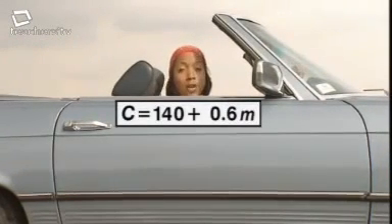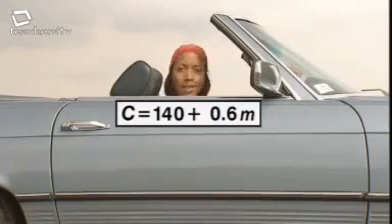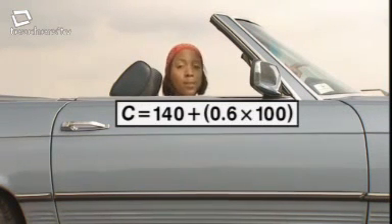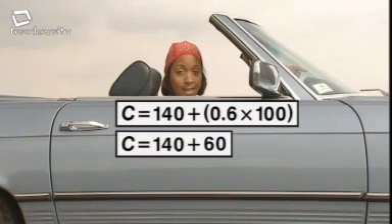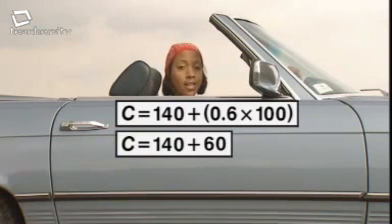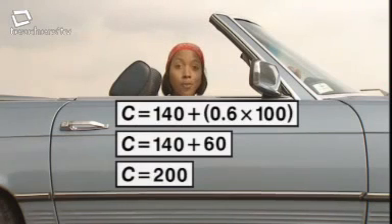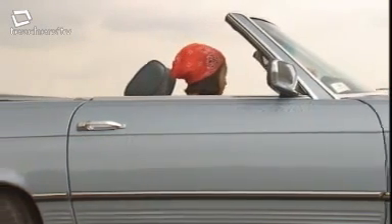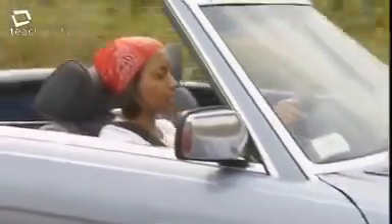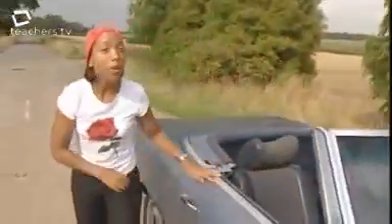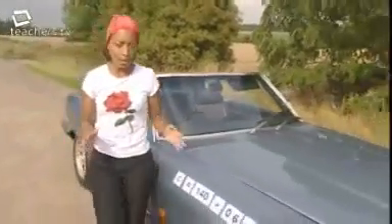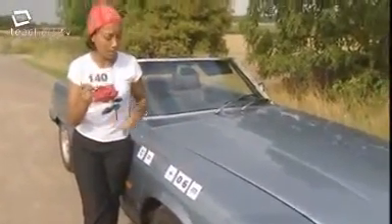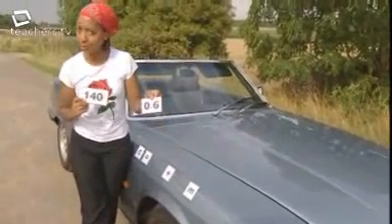Say I wanted to drive 100 miles. That means M is 100. 100 multiplied by 0.6 is 60. Add 140 gives a total cost of £200. But what if I already know C and want to find M? The mathematical task is to make M the subject of the formula, and that means getting M on its own. But which do I deal with first? Addition of 140 or multiplication by 0.6?